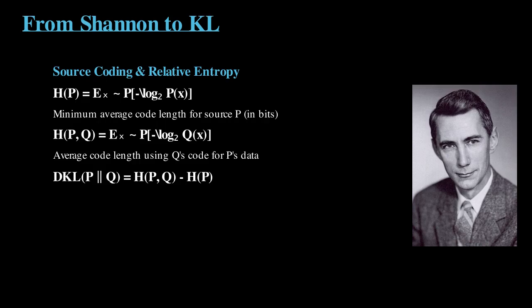Now, what if we design an optimal code for a different distribution, Q, but use it to encode messages from P? The average code length we get is the cross-entropy, H(P, Q). The KL divergence is simply the difference between the two. It's the penalty, the extra bits per message we have to pay, on average, for using a code optimized for Q when the true distribution is P. This is also called the relative entropy.